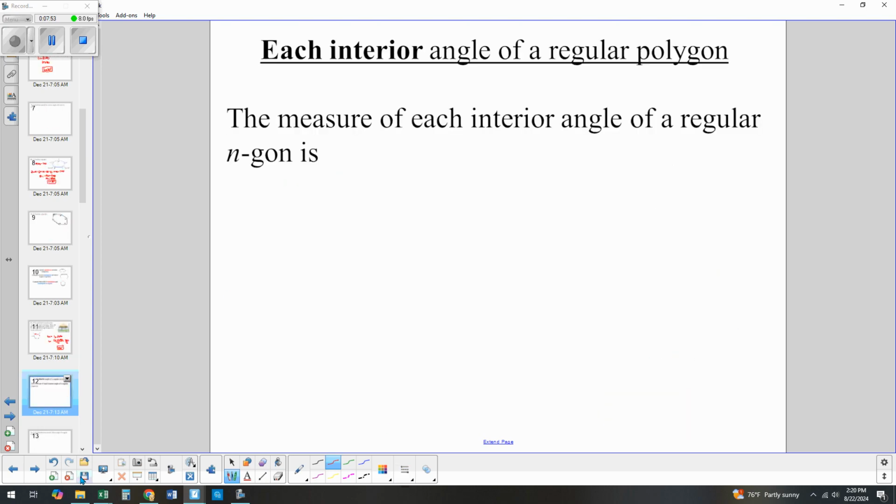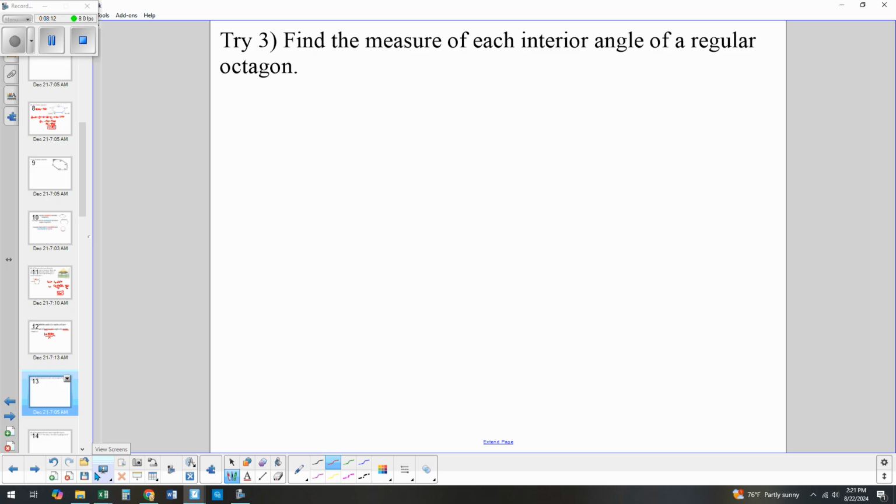For all other problems, if you're finding the measure of each interior angle of a regular polygon, we're going to take the sum of the interior angles and divide it by the number of sides. So that's going to be n minus 2 times 180 divided by n. So here's try 3. Use that formula. You can pause. Answers are posted online.